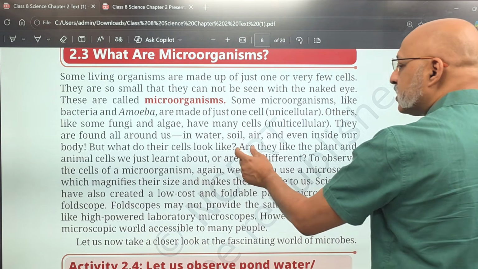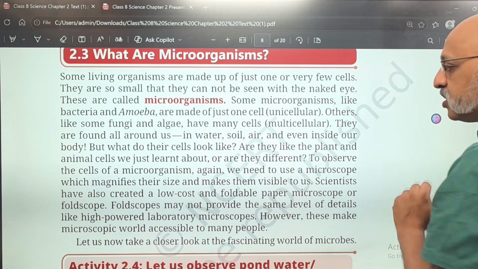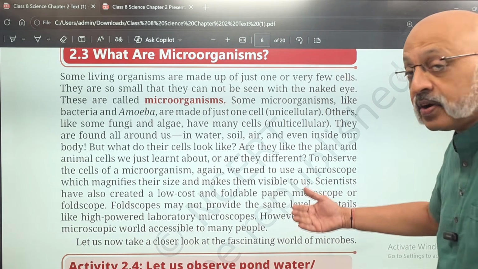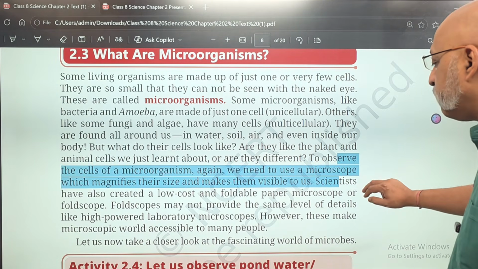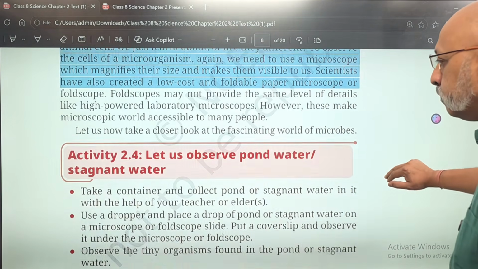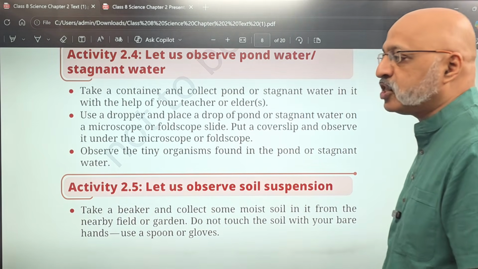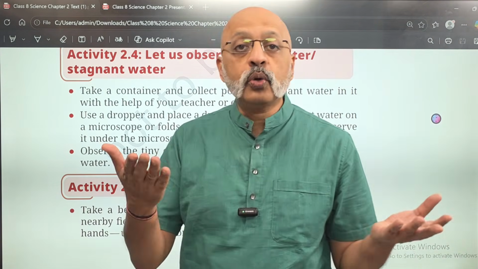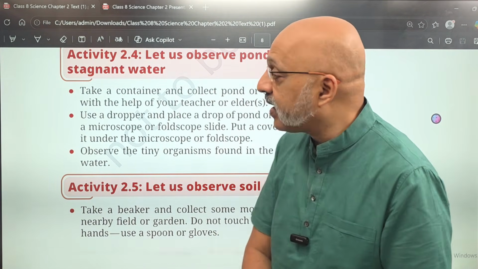But what do their cells look like? Are they like the plant and animal cells we just learnt about? So we just need to find out with the help of different activities what they look like. This is going to be very fascinating. Let's move forward. So let us observe. These are experiments and activities which you can and should do at home. It's a very fascinating kind of activity.